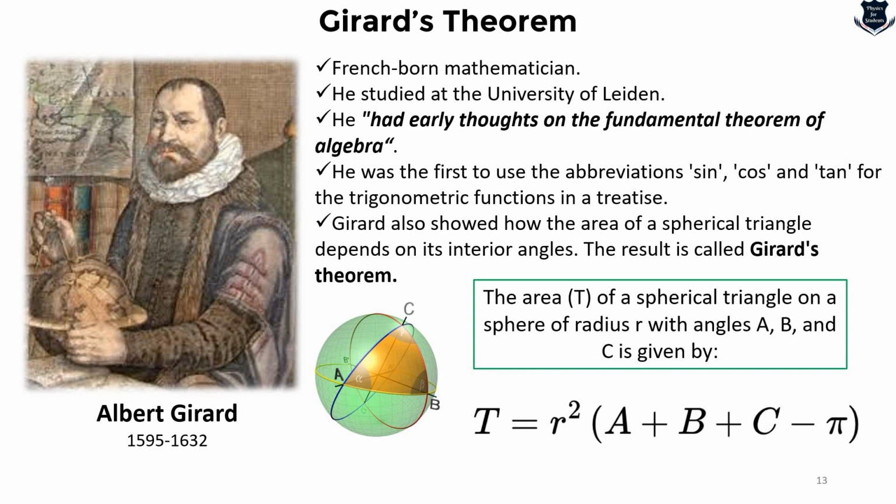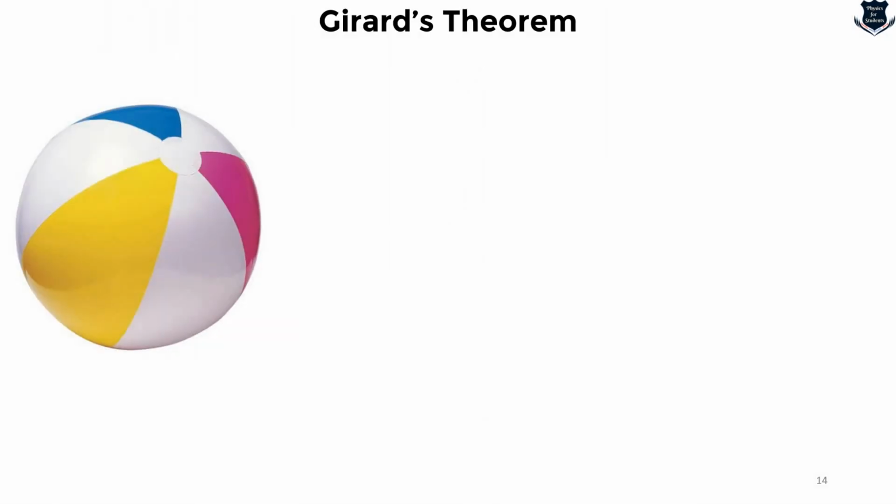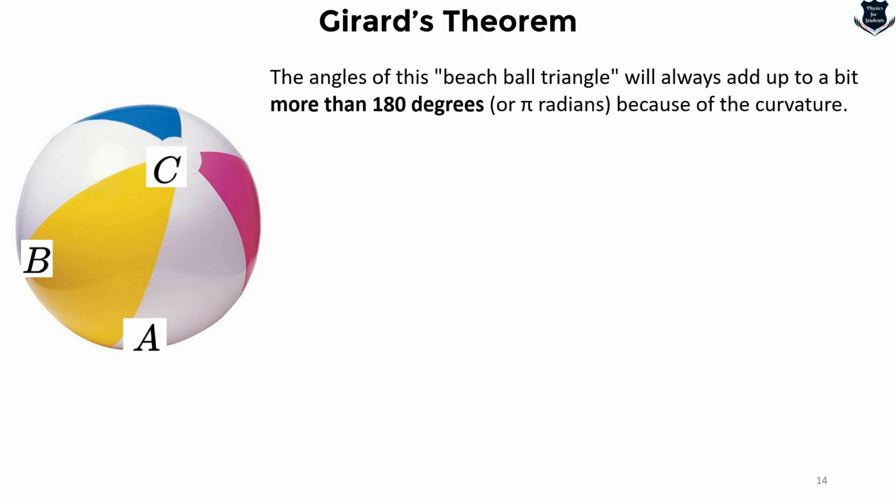Now I want to give you a very intuitive understanding. Forget the mathematical part. Imagine this beach ball which has these points A, B and C, and what you are trying to do is draw a triangle, which I have tried to draw on this beach ball. Unlike a flat triangle, the angles of this beach ball triangle will always add up to a little bit more than pi radians or 180 degrees. Because of what? Because of the curvature.